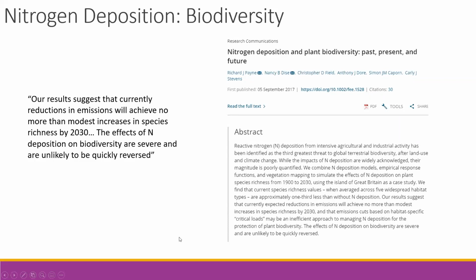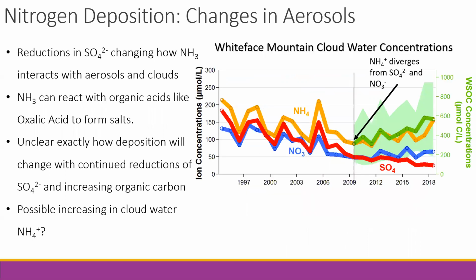This one paper refers to slight reductions in nitrogen deposition, largely coming from nitrate deposition. "Our results suggest that currently reductions in emissions will achieve no more than modest increases in species richness by 2030. The effects of nitrogen deposition on biodiversity are severe and are unlikely to be quickly reversed," which is sort of a similar story to acid deposition. So nitrogen deposition, of course, plays a very key role in ecosystem health.